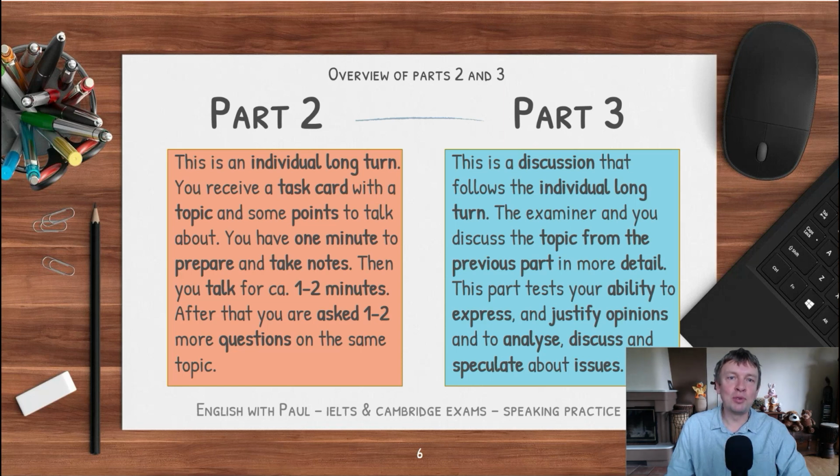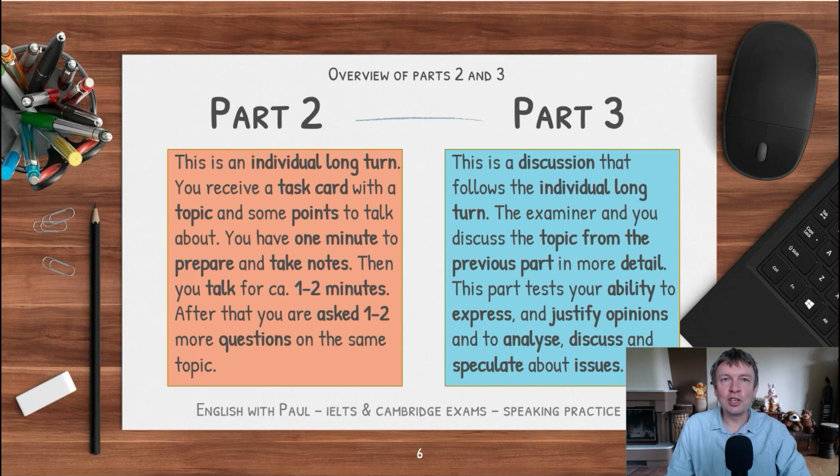The red box comes first. Part 2 is an individual long turn. You get a task card with a topic and some points to talk about. You have some time to prepare and take notes. And then you have 1 to 2 minutes to talk. After that, you might be asked 1 to 2 follow-up questions.